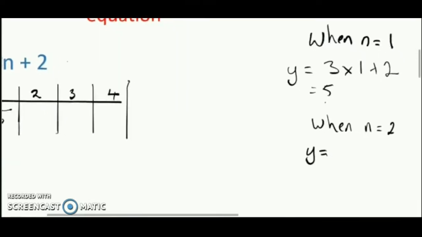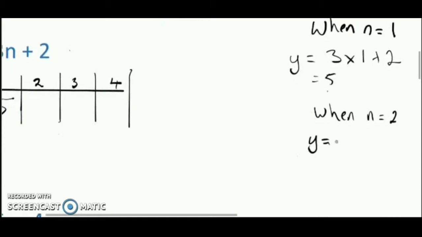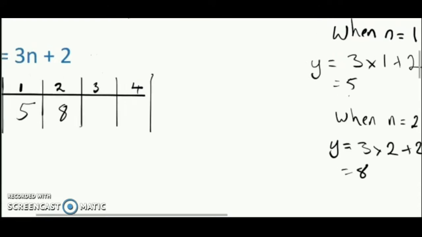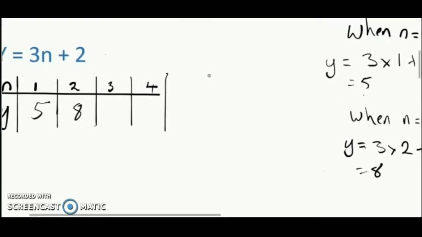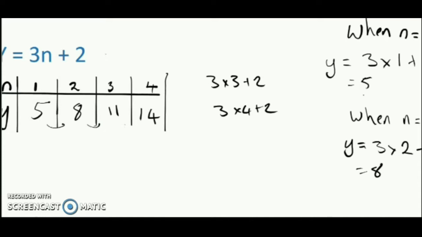Same for the second one, when n is 2. Y is 3 times 2 plus 2. That's 6 plus 2, 8. The second number in the pattern is 8. And we carry on when n is 3. So if n is 3, 3 times 3 plus 2, 9 and 2 more is 11. 3 times 4 plus 2, 12, 2 more is 14.